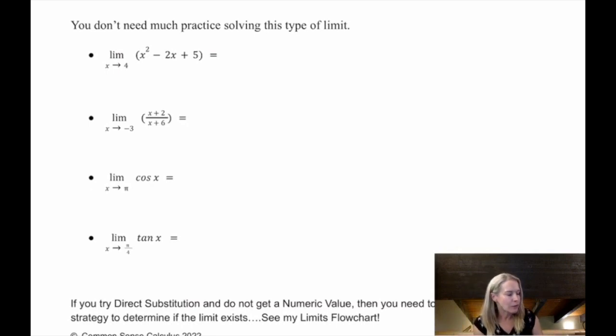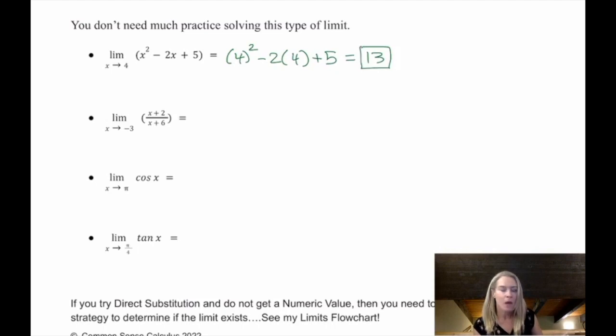This first problem, we're looking at the limit as x approaches 4 of a quadratic, x squared minus 2x plus 5. So really, all you have to do is plug in that 4, so 4 squared minus 2 times 4 plus 5, 16 minus 8 plus 5, and that gives us 13.